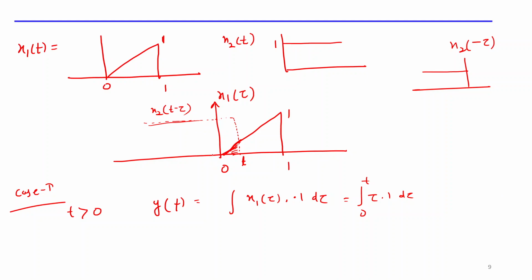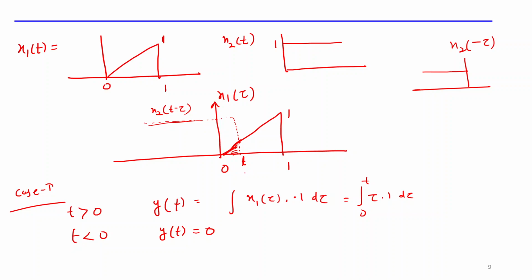In the second case, let's say your t value is less than 0. If t value is less than 0, then there is no overlap, so y of t equals 0. Right, sir? It's 0, sir.